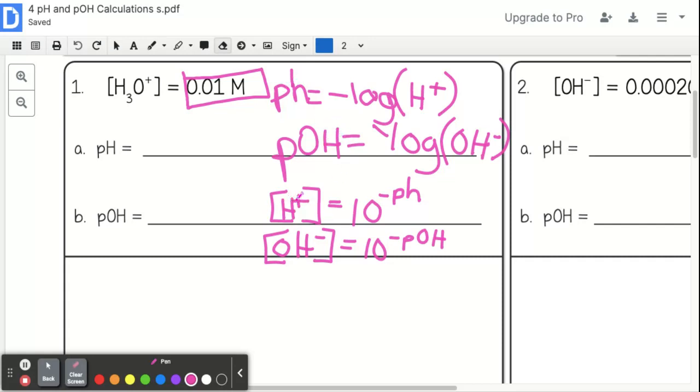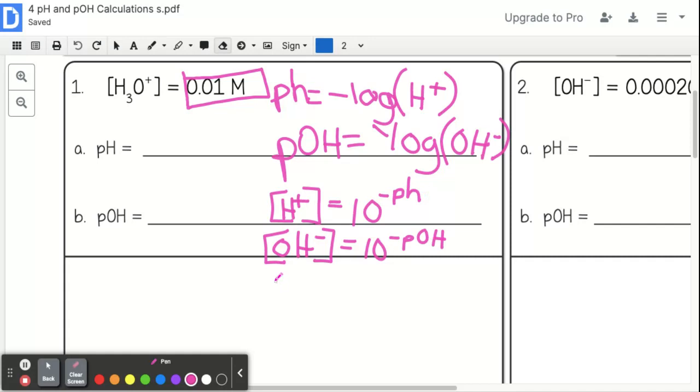Then down here you have this other relationship. If you're trying to find just the hydrogen concentration, it's going to be 10 to the power of the negative pH. And then the hydroxide concentration is 10 to the negative power of the pOH. So they're very similar, right? Like these two are the same formula. The only thing you're changing is that you're using hydrogen versus hydroxide. And then same thing down here. When you're trying to find these concentrations, the only thing you're changing is using pH versus pOH.